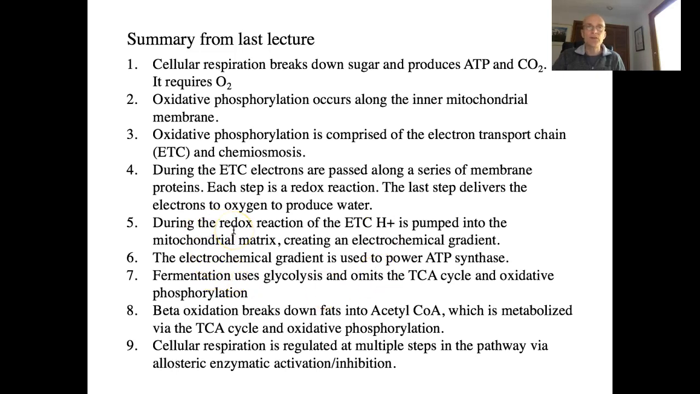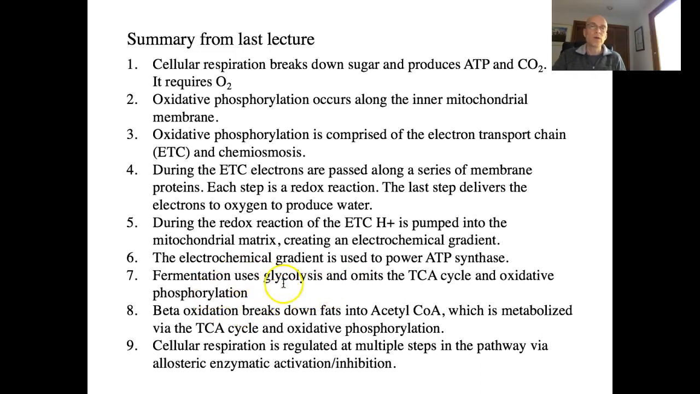We said last time that during the redox reactions of the electron transport chain, hydrogen ions are pumped into the mitochondrial matrix, creating an electrochemical gradient. And also, this is very similar in the chloroplast. This is happening in the chloroplast, not in the mitochondria, but there's also a hydrogen or a proton gradient that is being set up through this electron transport chain. The electrochemical gradient is used to power ATP synthase. Same thing in photosynthesis today.